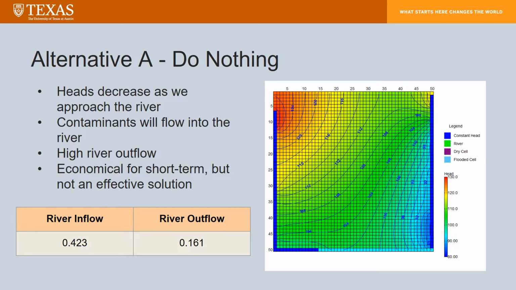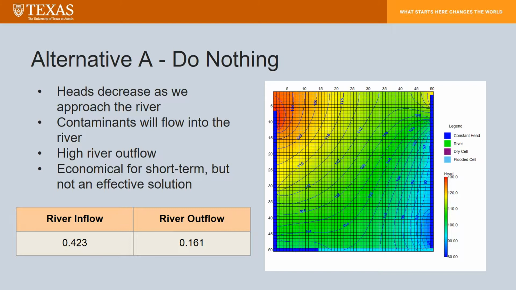All right, so for alternative A, we have our do nothing alternative. As you can see on the right graphic, the heads decrease as we approach the river. This means that the contaminants will flow from the top left corner down to the bottom right corner into the river. From our results, we can see that we have a high river outflow. Since we are doing nothing, all the contaminants that could flow to the river are flowing into the river. And our river inflow is also relatively high.